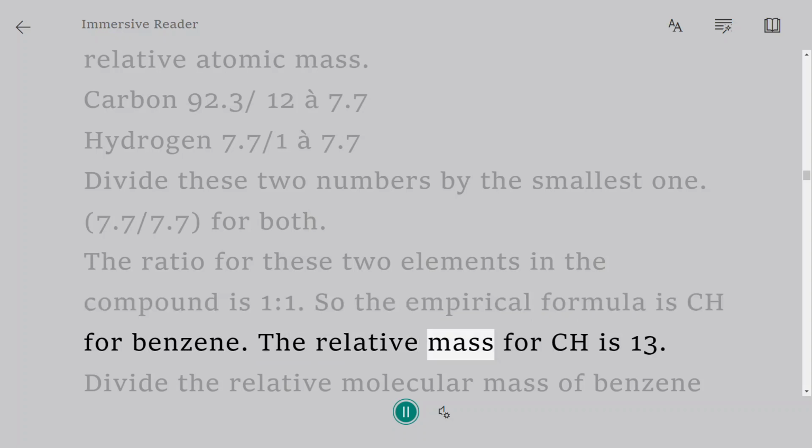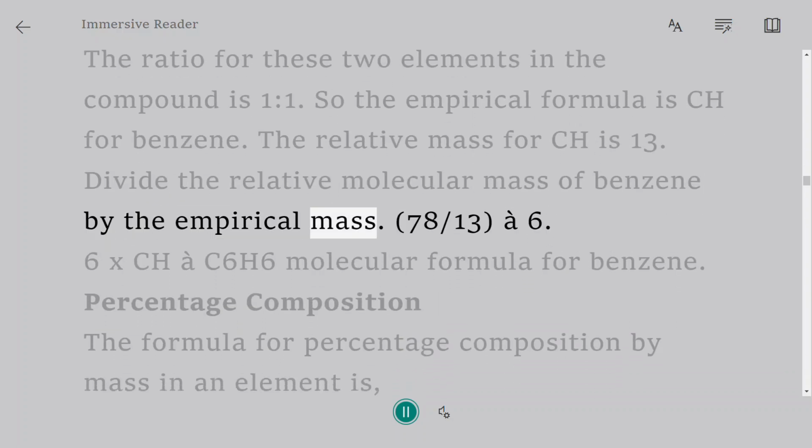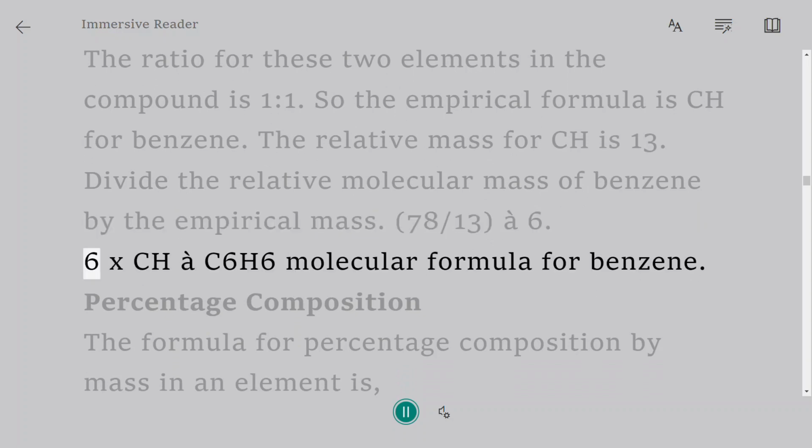The relative mass for CH is 13. Divide the relative molecular mass of benzene by the empirical mass. 78/13 equals 6. 6 times CH gives C6H6, the molecular formula for benzene.